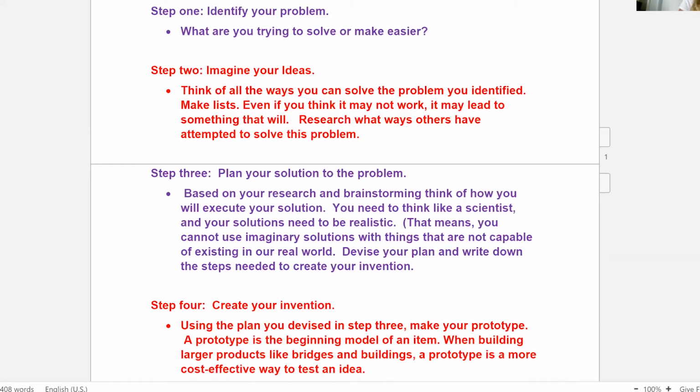Step 3, plan your solution to the problem. Based on your research and brainstorming, think of how you would execute your solution. You need to think like a scientist, and your solutions need to be realistic. That means you cannot use imaginary solutions with things that are not capable of existing in our real world. Devise your plan and write down the steps needed to create your invention.